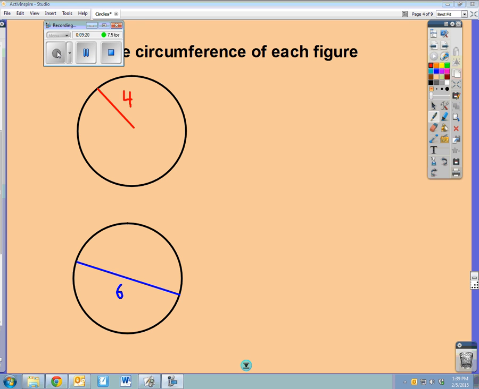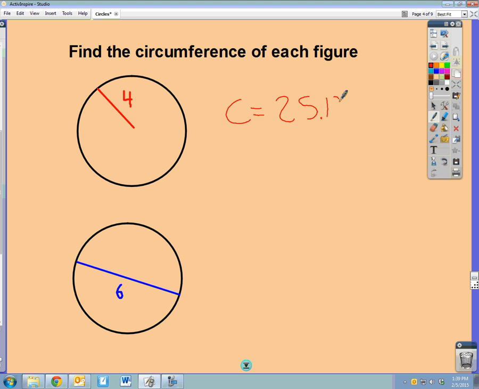I'm assuming you paused it. I'm assuming you tried it on your own. And so the circumference, you have this formula. And so we've got the circumference of this particular circle is 25.12. The circumference of the circle on the bottom is going to be 18.84. Again, if you did not get those answers, click the link or watch the video below so you can see how to actually do this problem.